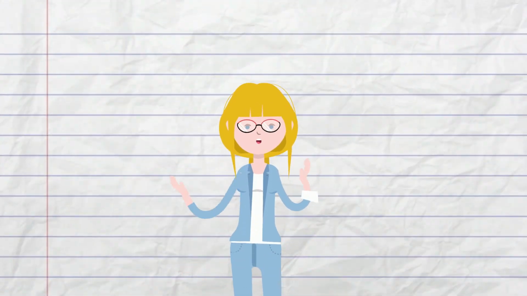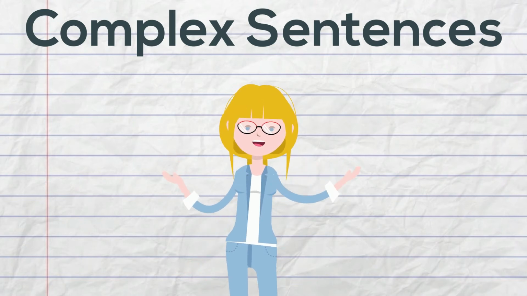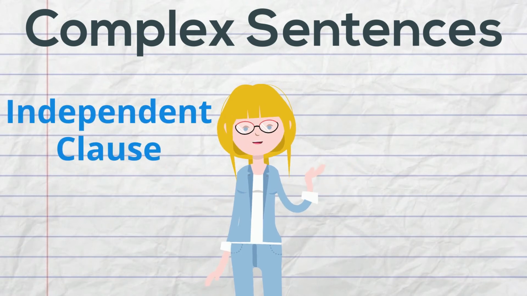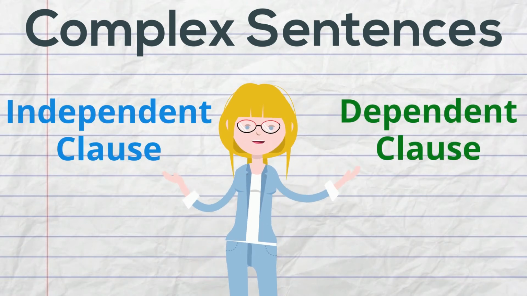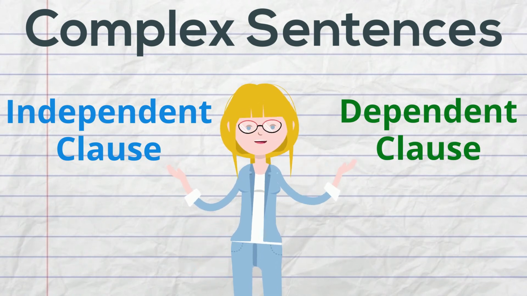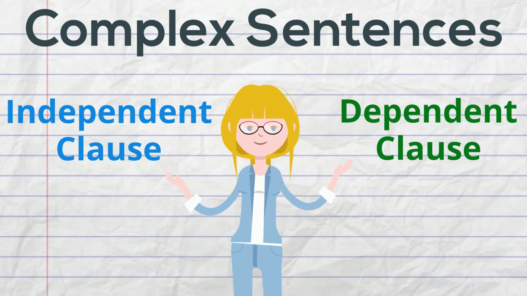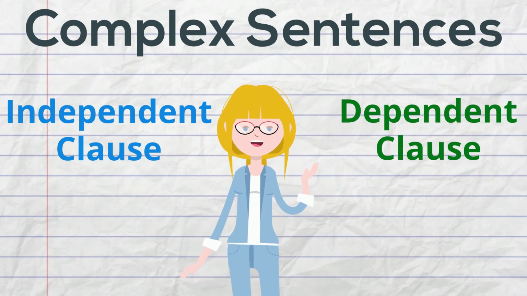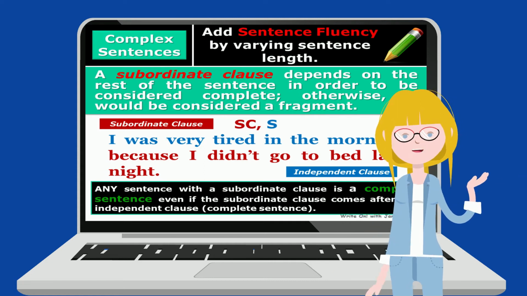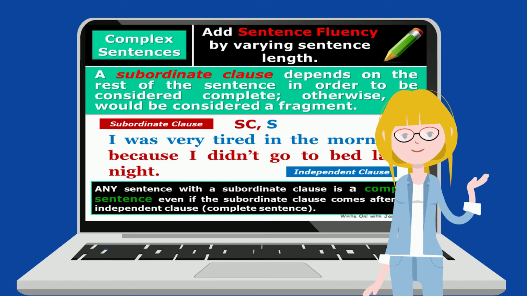Now, let's quickly review what complex sentences are and how they are used in writing. Complex sentences contain an independent clause and at least one dependent clause. An independent clause has the ability to stand alone as a sentence. It makes a complete thought. A dependent clause or subordinate clause cannot stand alone, even though it has a subject and verb. A subordinate clause depends on the rest of the sentence in order to be considered complete. Otherwise, it would be considered a fragment.